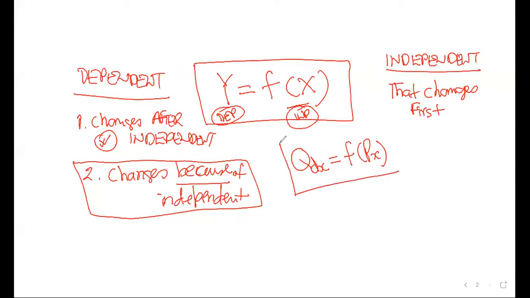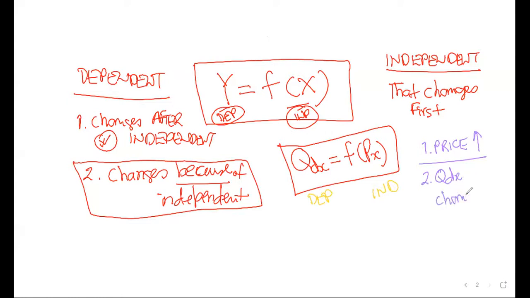Is this an independent or dependent variable? Yes, sir. So you see, the price changes first. Price changes, whether it goes up or down doesn't matter. Quantity demanded changes after, due to the change in price. Do we agree?